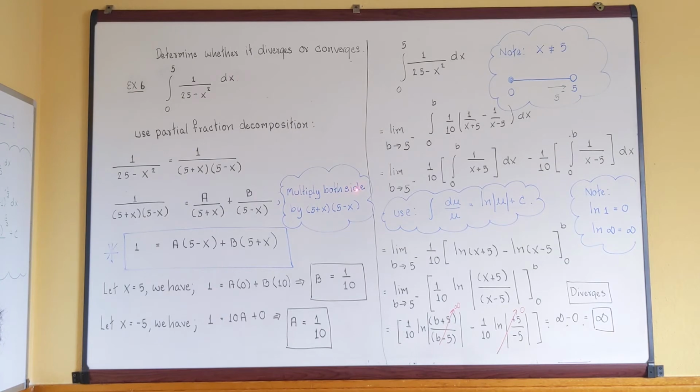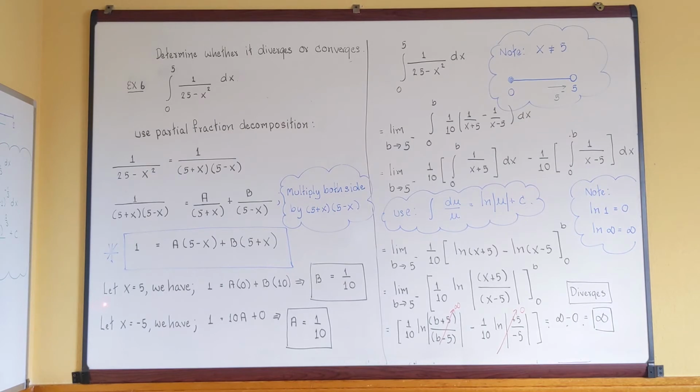So I multiply both sides by (5 plus x)(5 minus x). I would have 1 on the left-hand side, and a times (5 minus x) plus b times (5 plus x) on the right-hand side. Now the next step, we all can do different things, but this is what I'm doing. I'm going to get rid of one variable at a time.